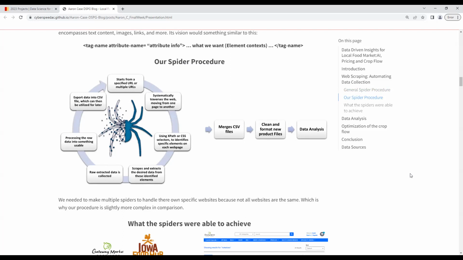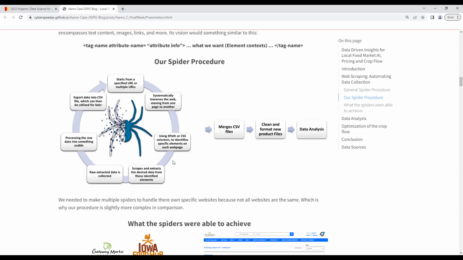Why we make multiple spiders is because you have to really program it to do a specific task. If you don't program it to do anything, then it won't do anything. Page sites are different, websites are different, pathing is different, everything is different. So we can't really just make a spider for everything. We have to program it to do things.